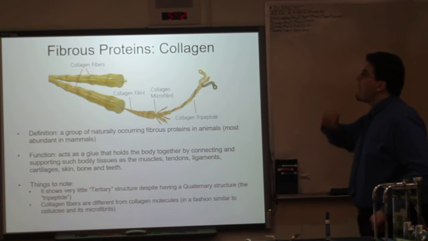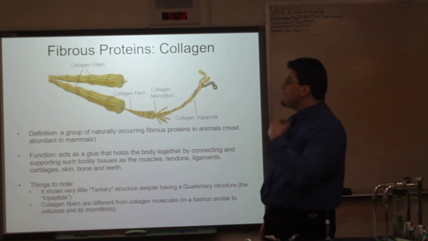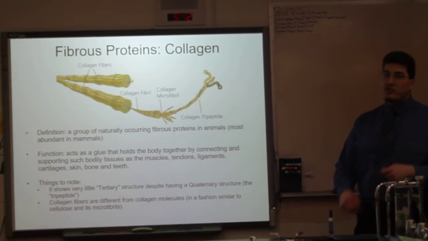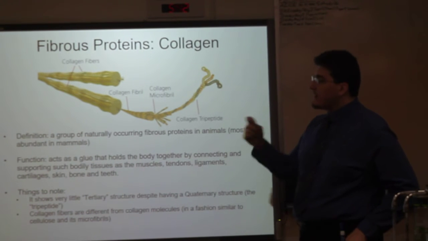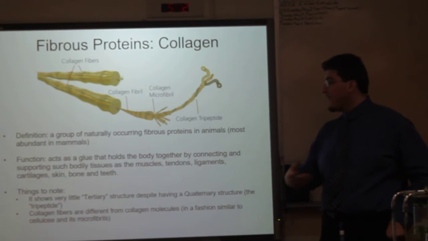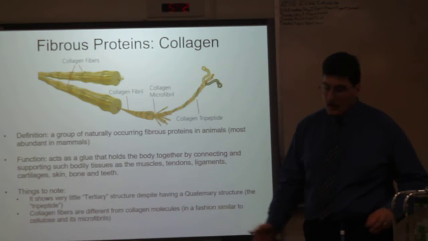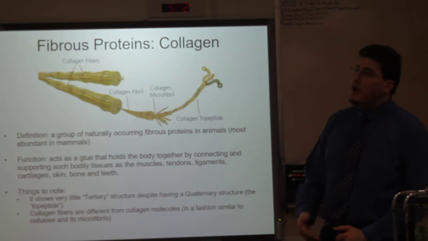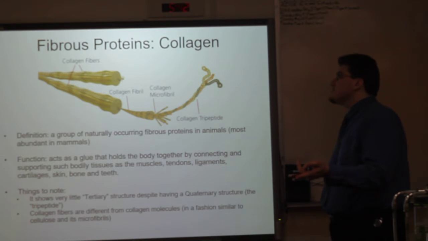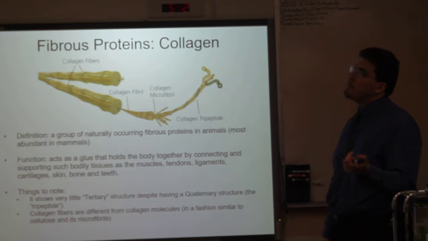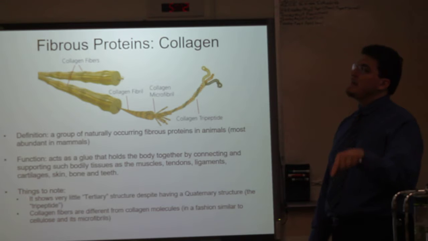All right, now more about fibrous proteins, specifically collagen. Collagen is a group of naturally occurring fibrous proteins in animals, most abundant in mammals. It functions as a glue that holds the body together by connecting and supporting such bodily tissues as the muscles, tendons, ligaments, and cartilages, skin, bone, and teeth. There are multiple types of cartilage, type 1, type 2, type 3, type 4. Type 4 cartilage is bone. Type 1 cartilage is bone. Once again, comment section will probably be yelling at me.